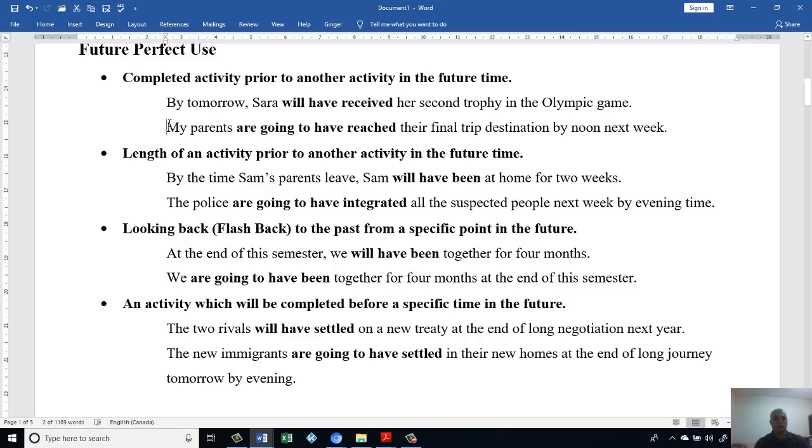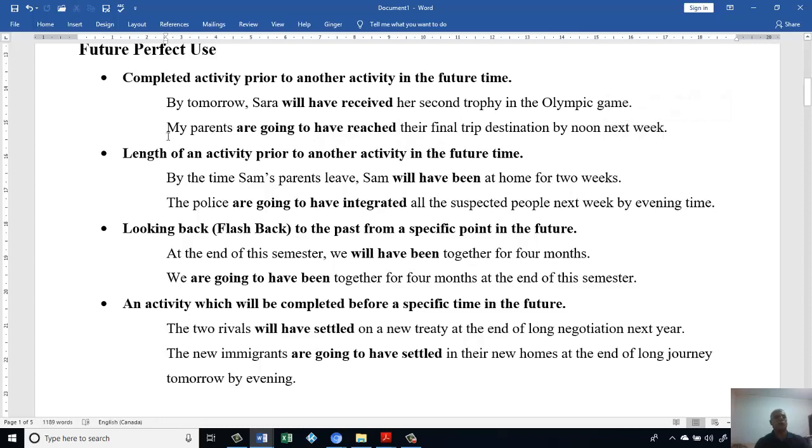Let's go to the second sentence. My parents are going to, this is the indication of the future. Then we make it perfect time. We say have reached their final trip's destination by noon next week.